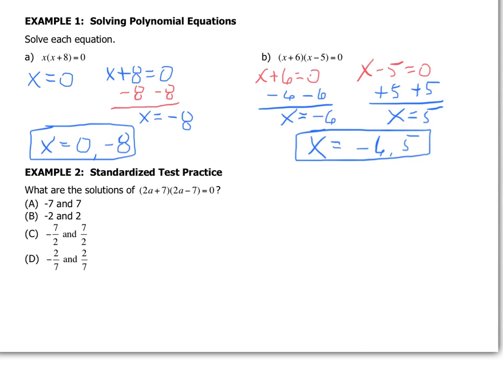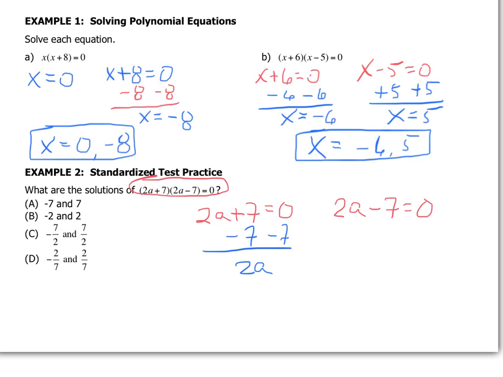So here's a standardized test type of question where you'd have multiple choice. Again, this is in factored form. Because it's already in factored form, all I have to do is say, well, if 2a plus 7 equals 0, then the equation is fine, or if 2a minus 7 equals 0, then with the zero product property, that would be okay. Here we have a little bit more work because we have to do a multi-step equation. So I would subtract 7 first.